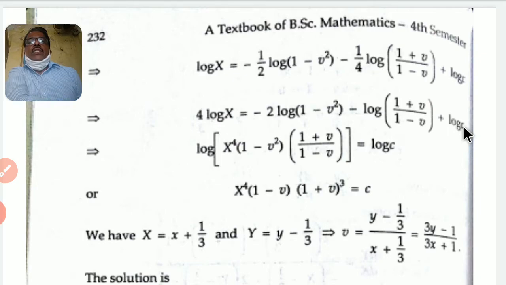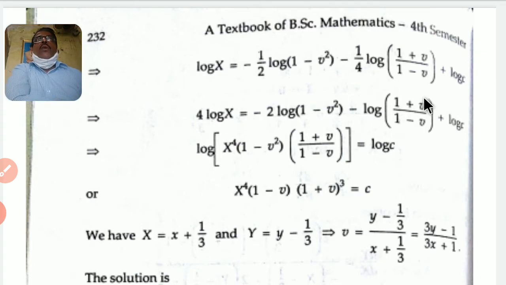Okay, so except this log c, bring these two terms to this side, this minus becomes plus, this minus becomes plus. Then this is 4 log x, means according to indices log x to the power 4, then plus again here m log n, so log 1 minus v square whole to the power 2, then plus log 1 plus v divided by 1 minus v. So again what it becomes, when you bring these two terms to this side, then it becomes log a plus log b plus log c.